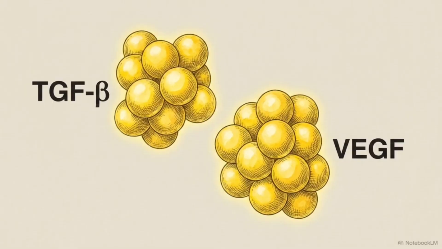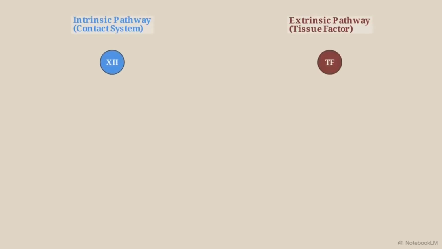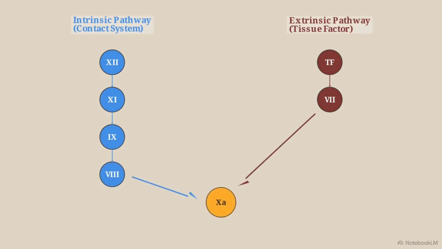Once activated, these platelets immediately release their alpha granules into the surrounding tissue. These granules contain hundreds of highly specific proteins, most notably transforming growth factor beta and vascular endothelial growth factor. While the platelet plug is forming, tissue factor at the injury site simultaneously initiates the coagulation cascade.